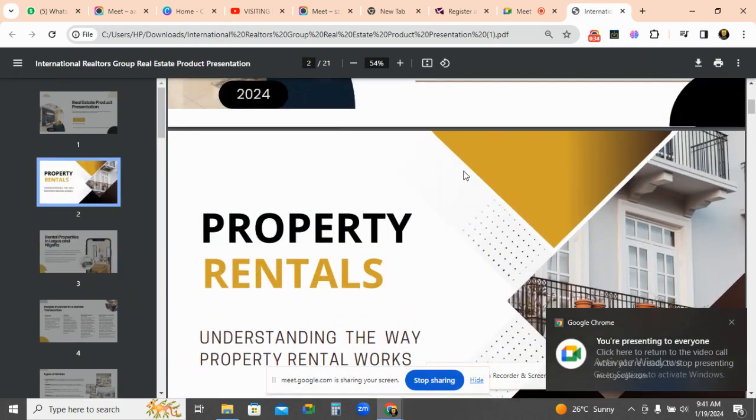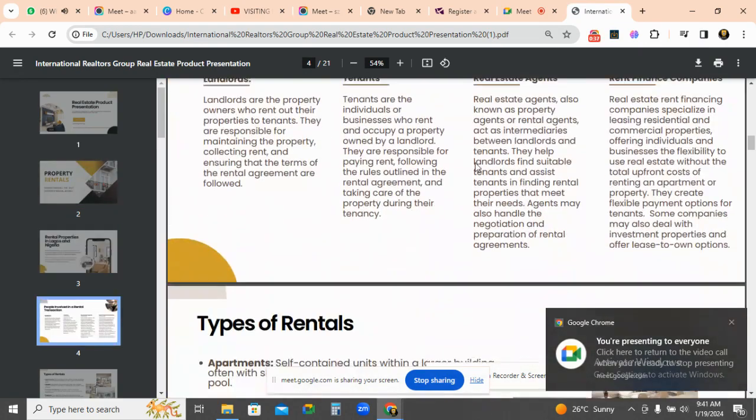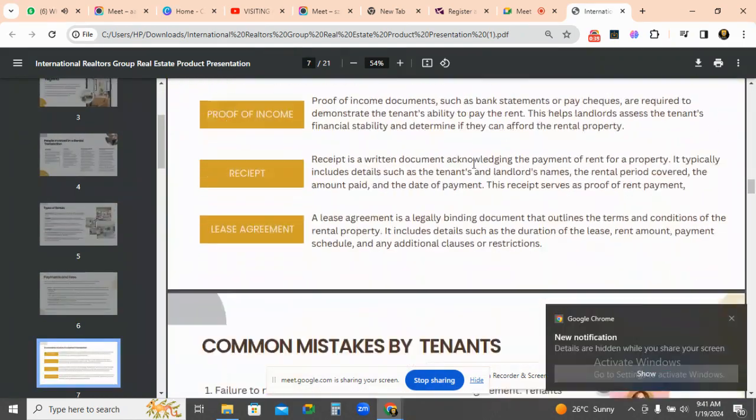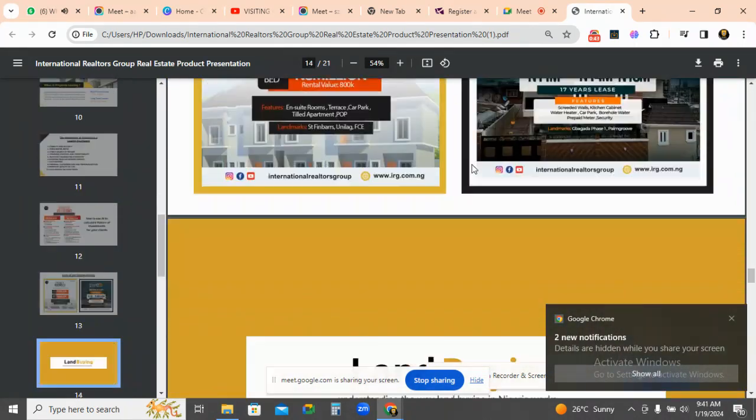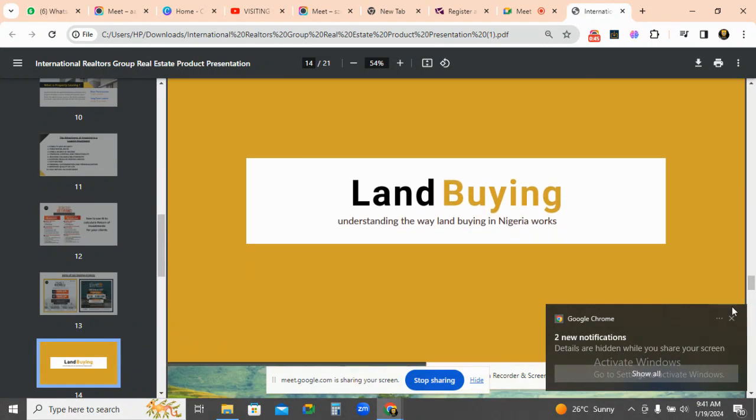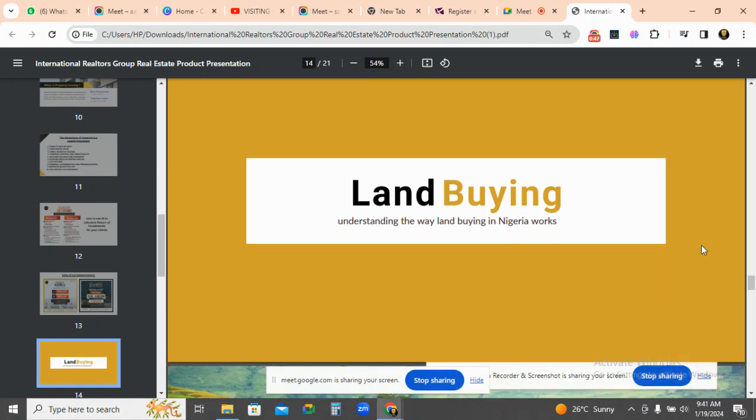So we have talked about property rent. We have also talked about property leasing yesterday. So we are going to be talking about land buying, understanding the way land buying works in Nigeria. That is what we'll be talking about this morning. It's just going to be a short one, probably 15 minutes, so that we can end by 10 o'clock today.